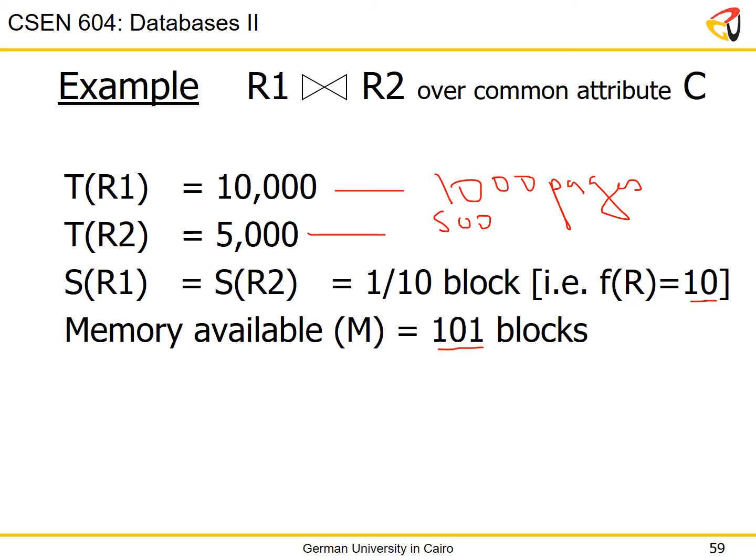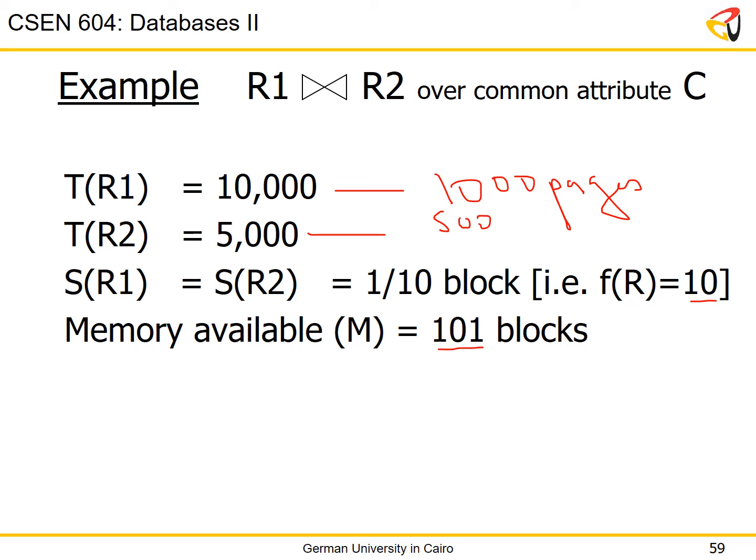Okay? So I have 10,000 rows in R1, and I will store 10 rows in a page. That's what the F means. Now, that means I will have 10,000 divided by 10, I will have 1,000 pages for R1. So I can just write it here, I will have 1,000 pages. Now over here, I will have 500 pages.